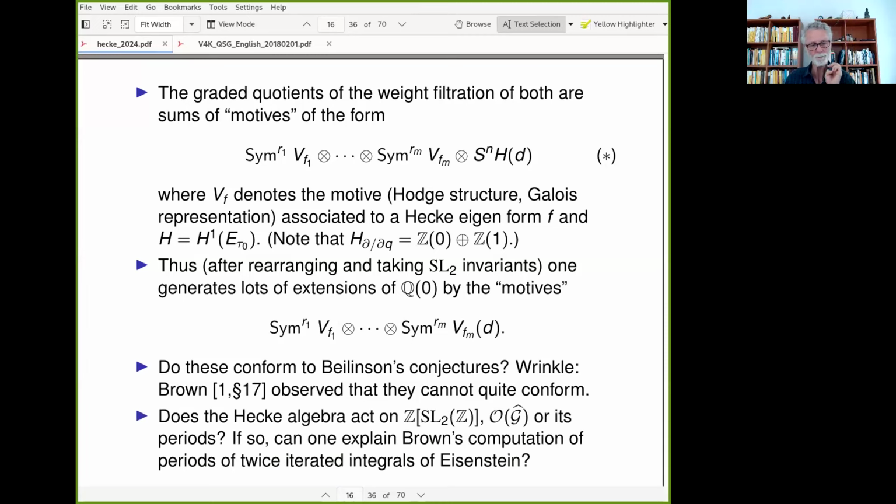Another question is, does the Hecke algebra act on, say, the group algebra of SL2Z, the coordinate ring of this large completion, or its periods? And if this is the case, can you use it to try to find these extensions, or can you use it to explain Brown's computation of the periods of twice iterated integrals of Eisenstein series that I wrote down before?